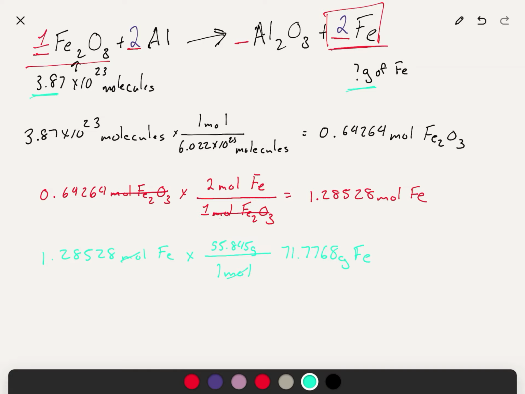Grams of iron. Once again, we had 3 significant figures. We can see that here in our problem. So we're going to round to the 3rd significant figure. So our final answer would be 71.8 grams of iron.